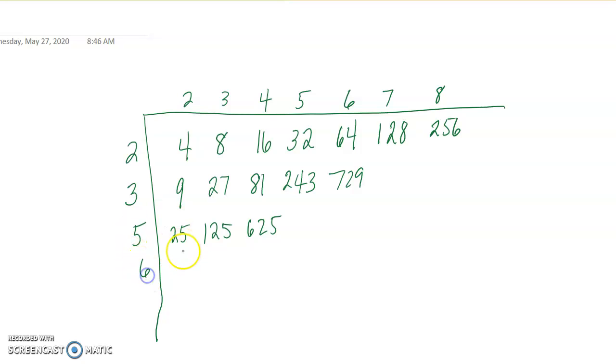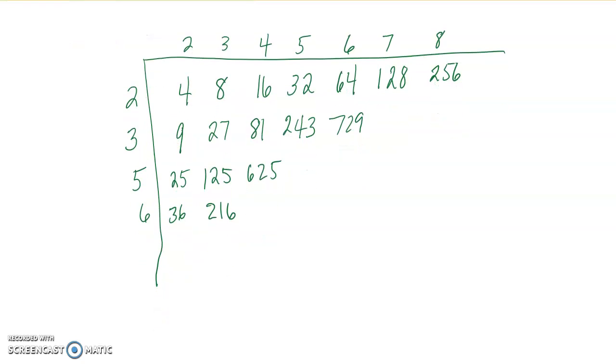Family of 6s, 6 squared is 36. 6 to the third is 216, and that's probably as high as I need to go with that. 7s is its own family. 7 squared is 49. 7 to the third is 343.